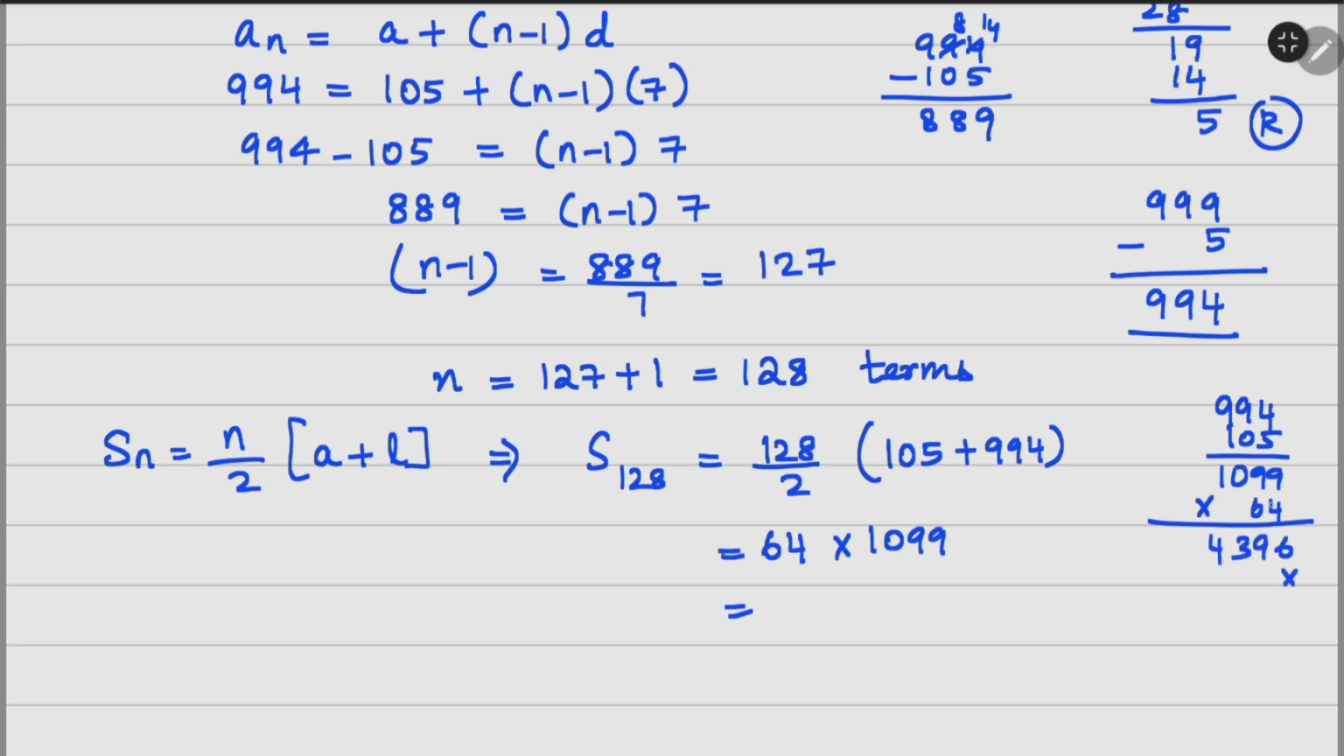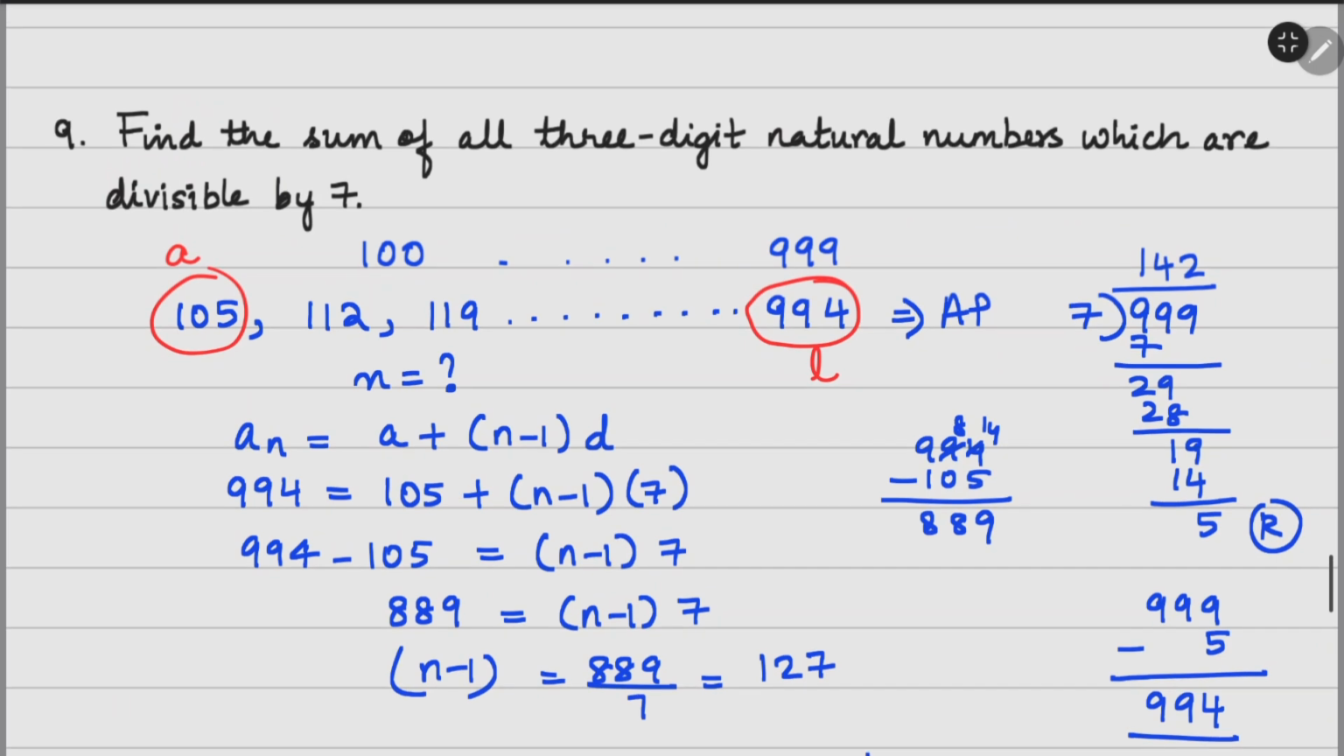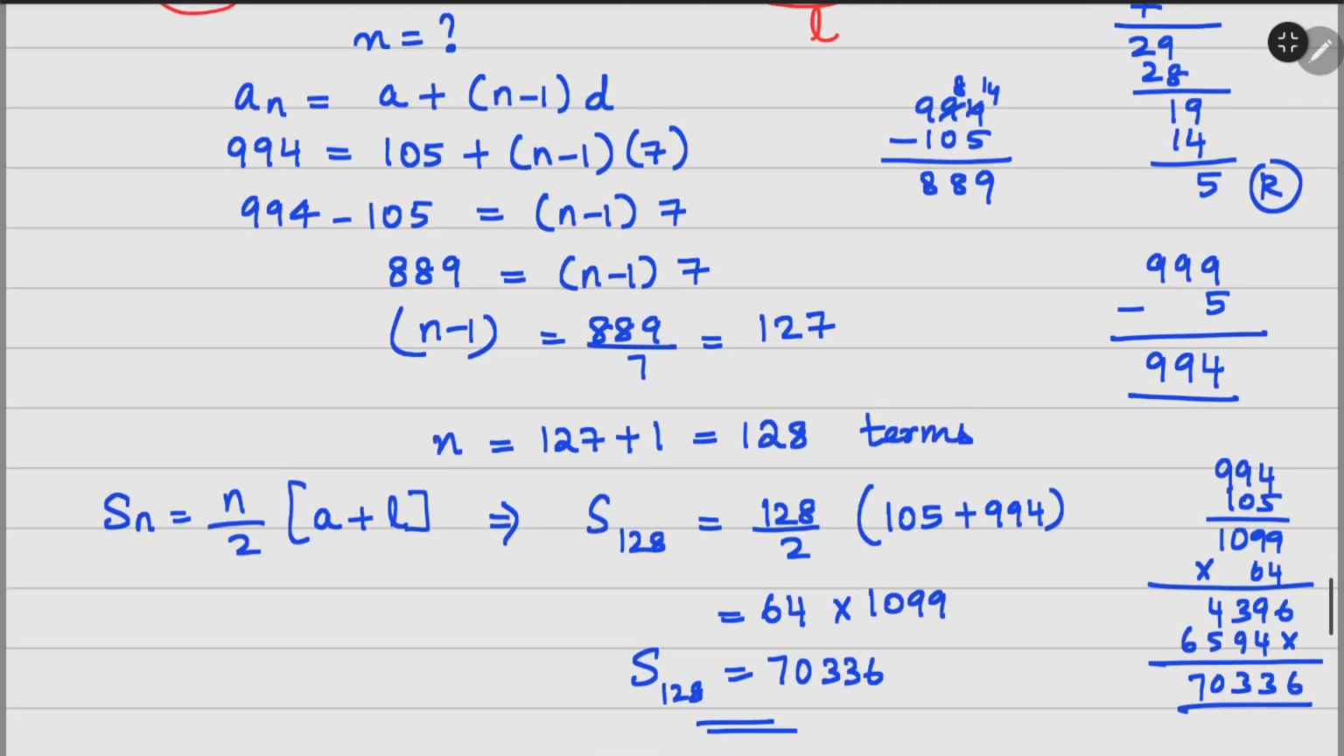Multiply 6 9s are 54, 4, 6, 50, 59, and 5, 6. So you have 6, 13, 3, 1. So 70,336 is what I'm getting. 70,336 will be the sum of all the 128 terms that are divisible by 7, all the 3 digits. So that's your answer.